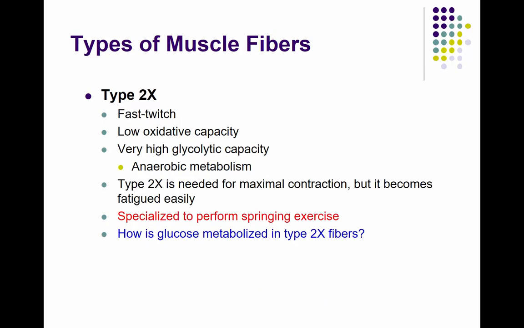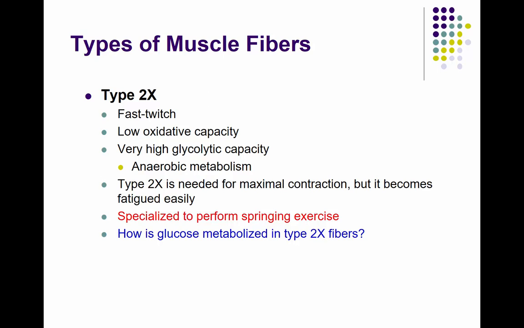Type 2X is faster twitch and low oxidative capacity because of lower mitochondrial content, but very high glycolytic capacity, also due to the lower mitochondrial content. So glucose cannot be completely oxidized and usually is just partially oxidized, right? So very high glycolytic activity and produce high levels of lactate. So this type of fibers usually does the anaerobic metabolism, right?